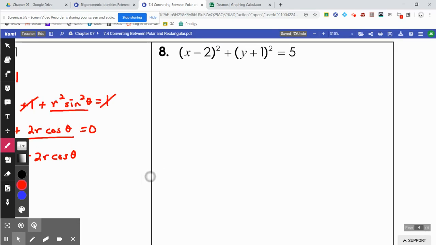Okay, number 8. Number 8 is very similar to the previous problem. We're going to start out, however, this one's shifted right 2 and down 1. Let's see what this looks like as a transformation. We might take a look at the graph of it.